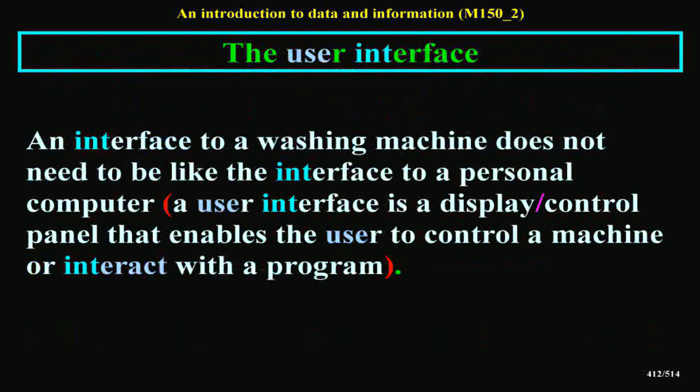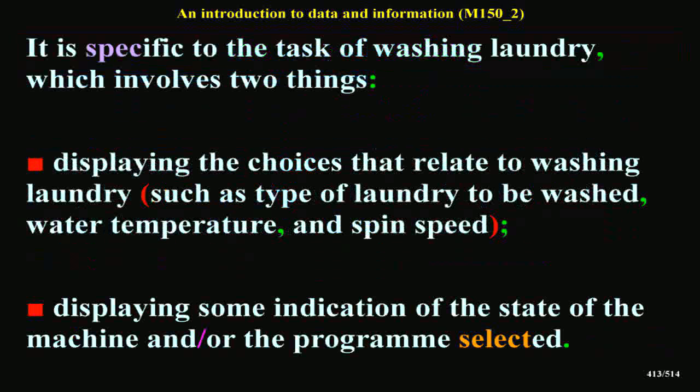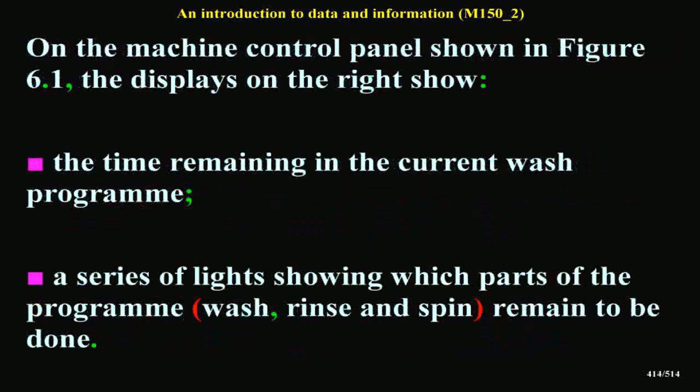The user interface. An interface to the washing machine does not need to be like the interface to a personal computer. A user interface is a display control panel that enables the user to control a machine or interact with a program. It is specific to the task of washing laundry, which involves two things. Displaying the choices that relate to washing laundry, such as type of laundry to be washed, water temperature, and spin speed. Displaying some indication of the state of the machine and/or the program selected on the machine control panel shown in Figure 15.